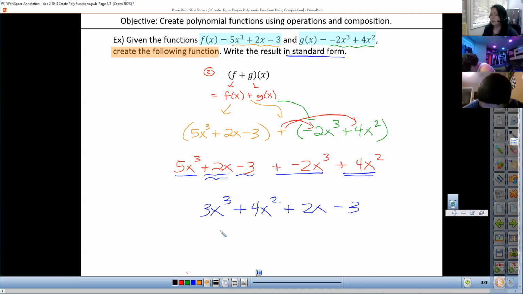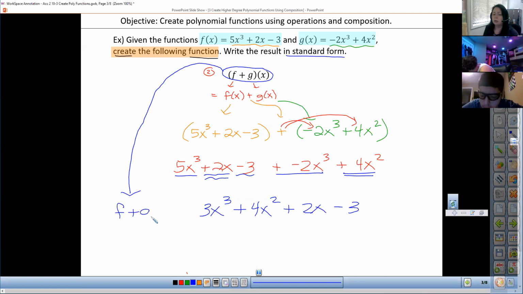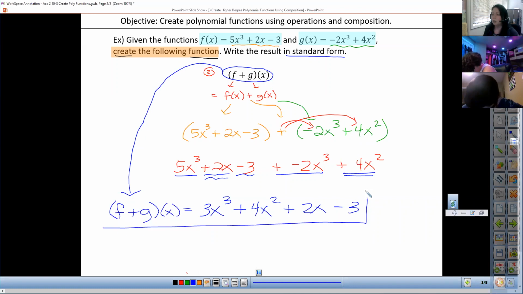And so again, is this our answer? Hopefully you're thinking no, because again, remember we're creating a function here, and this in blue is not a function because it doesn't have a name. It doesn't have a y variable. So where is that name? That name is here in our given information, the problem that we're doing. So we need to make sure that that starts our answer. So (f plus g)(x) equals, there's our y equals, our name, and now we have a function, like so.